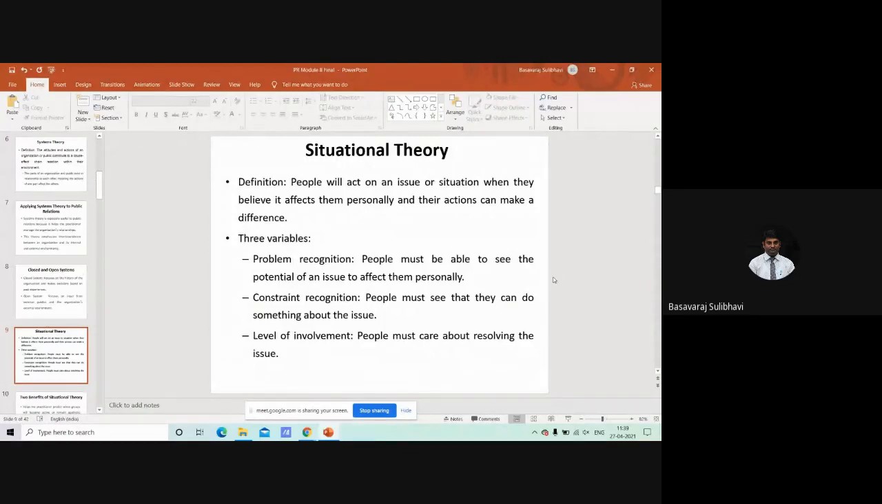So there are three major variables that you have to keep in mind when it comes to situational theory: problem recognition, constraint recognition, and level of involvement. These three variables have to be completely used in situational theory to make it more effective. For any practitioner, you have to consider these three things as variables. First one is problem recognition. People must be able to see the potential of an issue to affect them personally.